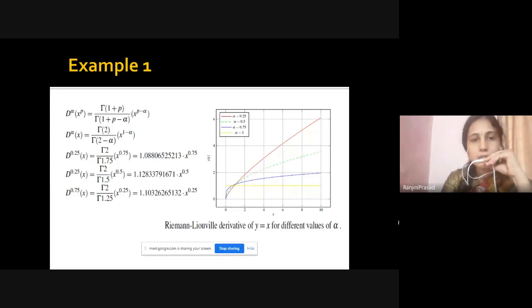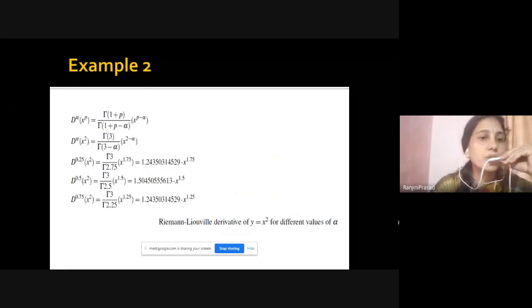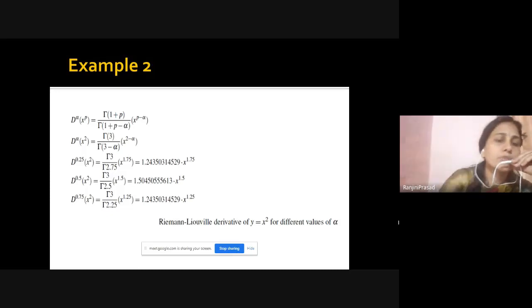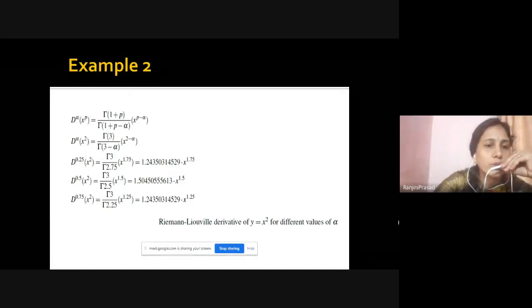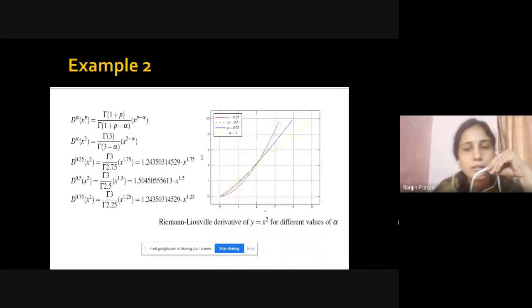Similarly, we have one more example: if p equal to 2, so y equal to x square is a parabola. In that, we are going to take the derivative. You know the tangent line, right? If you differentiate alpha times, that is a fractional derivative, you apply the same formula and you'll get gamma 3 by gamma 3 minus alpha, x power 2 minus alpha. You substitute alpha equal to 0.25, 0.5, 0.75, everything. So you'll get another curve, right?